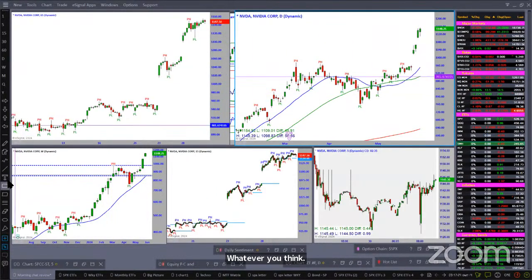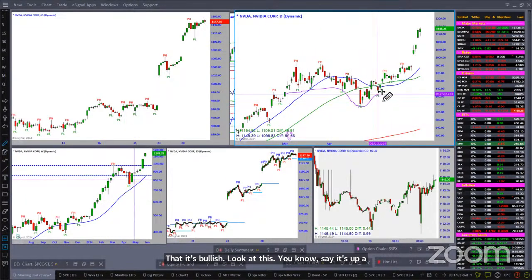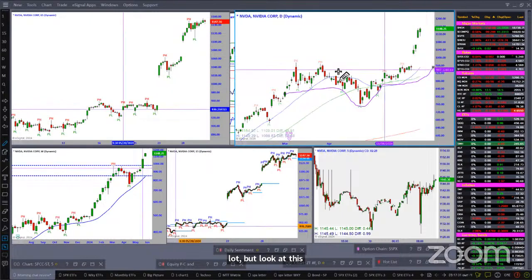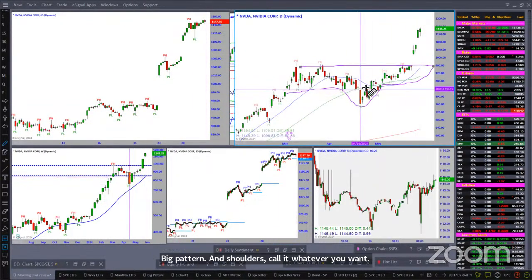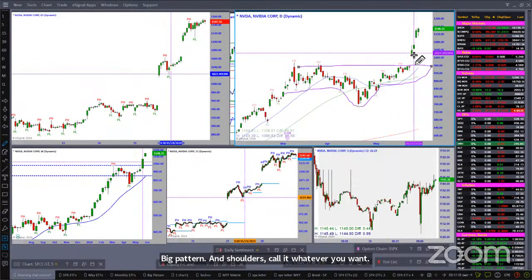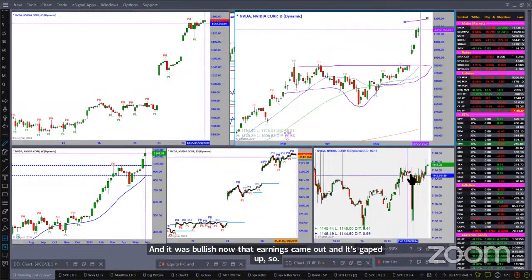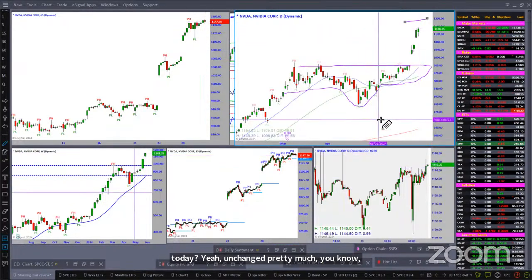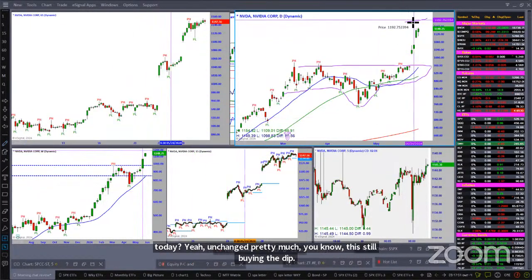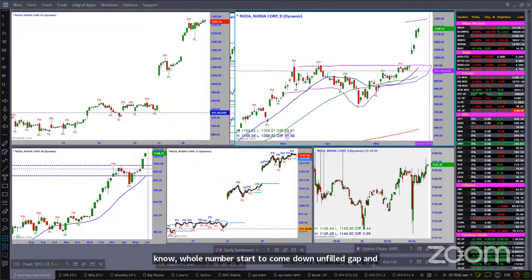Look at this. Say it's up a lot, but look at this. Big pattern, head and shoulders, call it whatever you want. Right? It was bullish. Now the earnings came out and it gapped up. So I think just based on the pattern, where is this today? Yeah, it's unchanged pretty much. They're still buying the dip. Should go up to 1,200, I think. And then from there, whole number, starts to come down, unfilled gap. We'll see how far down it comes.